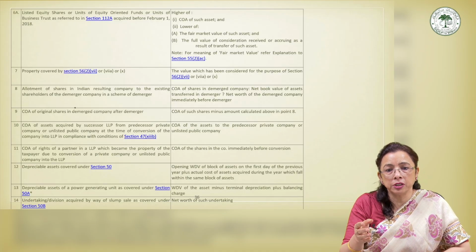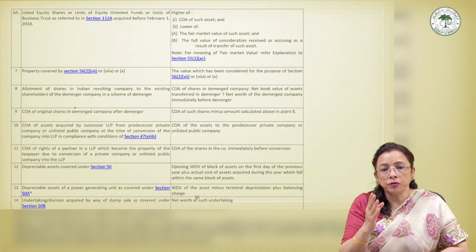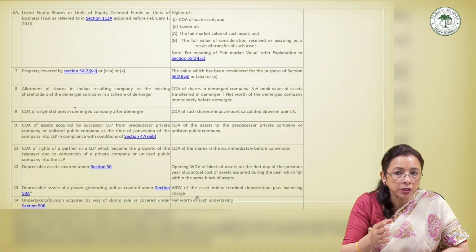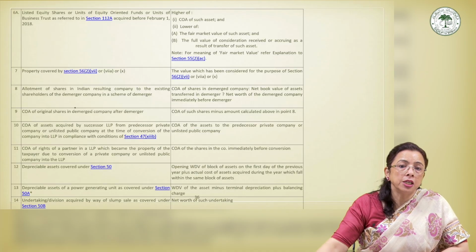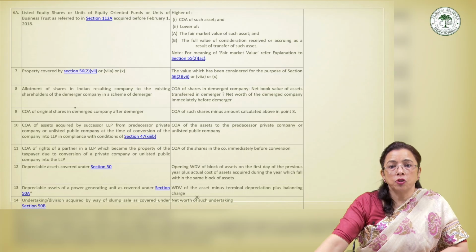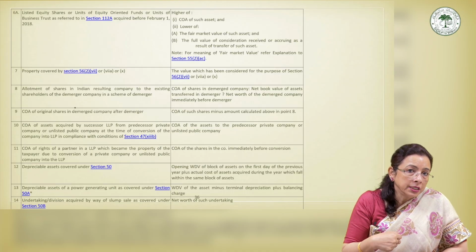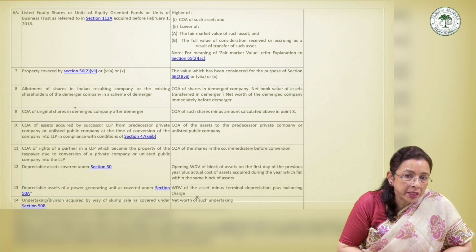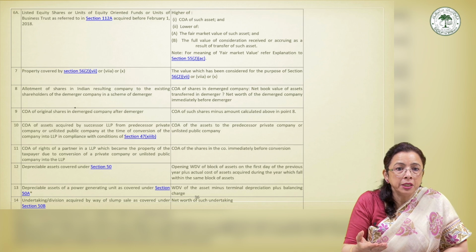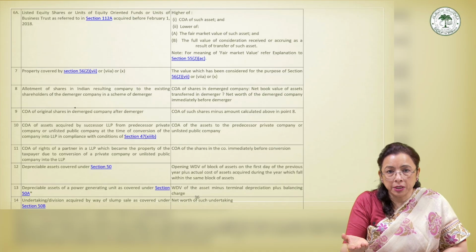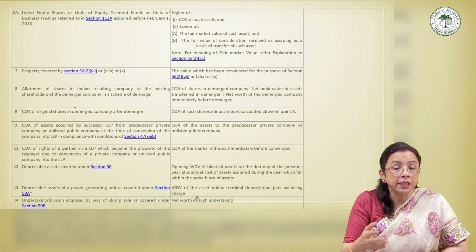The cost of acquisition of asset in the hands of the successor LLP shall be deemed to be the same as the COA in the hands of the predecessor company. Hence, we can say that the continuity of cost is maintained, and it also ensures that conversion into LLP does not create artificial capital gain. It has to be the actual and the correct value.